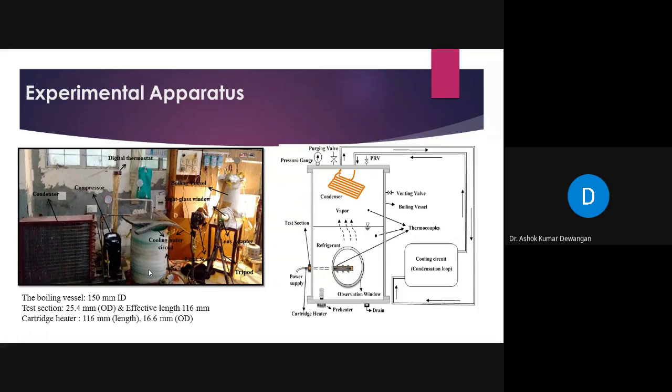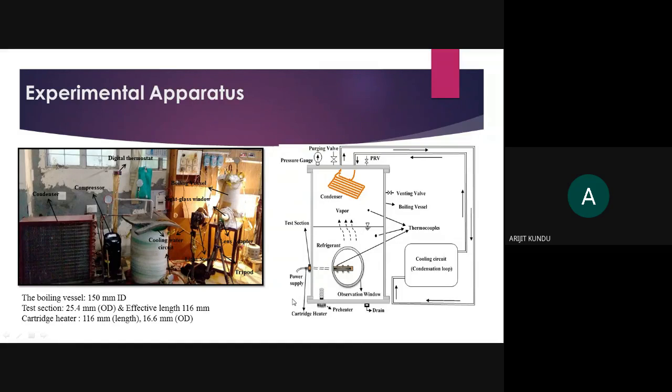As we have seen, in the case of the T-type thermocouple, the diameter is very small. But in the case of this boiling, when we fix that thermocouple, it will get damaged after some time. That's why I've used this K-type thermocouple, and its diameter is quite a bit larger than the T-type thermocouple.